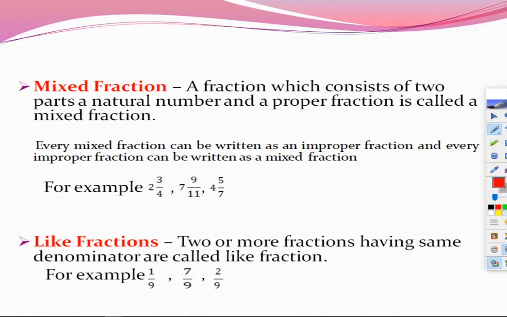Next is like fractions. Two or more fractions having the same denominator are called like fractions. Here are some examples: a group of fractions given: 1 by 9, 7 by 9, 2 by 9. Here you can see each fraction has the denominator 9. So they all have the same denominator. So they are called like fractions.